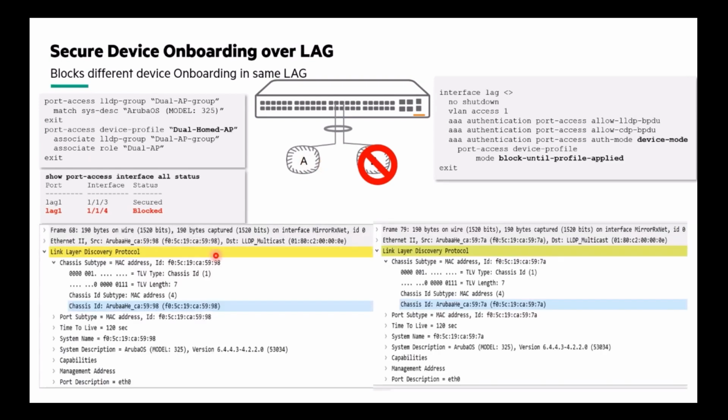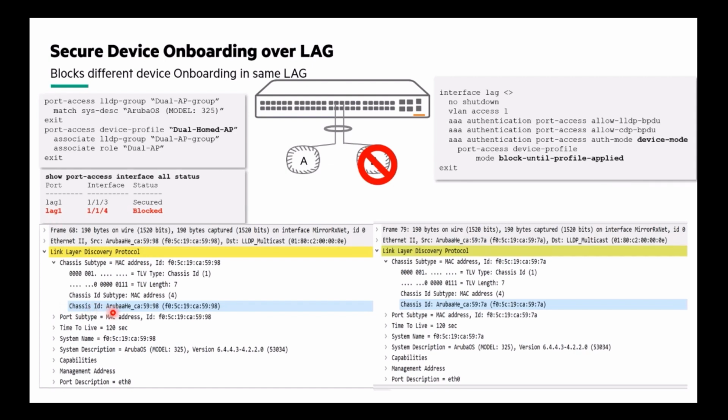This could be achieved using the LLDP packet walkthrough. This is the LLDP packet from APA and this is the LLDP packet from APB. The LLDP packet from APA will have its own chassis ID, and APB will have its own chassis ID. When the AP is trying to connect to the switch over the device profile with the block control profile applied, the LLDP chassis MAC ID will be checked.